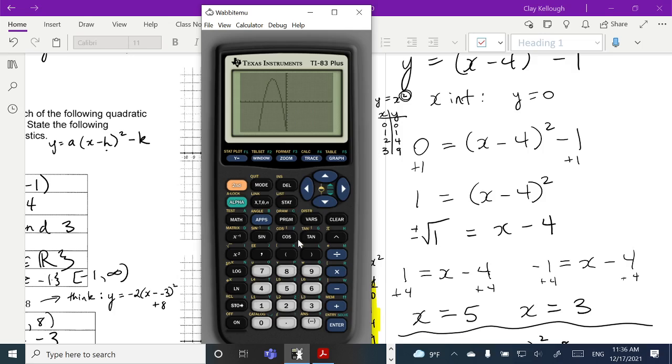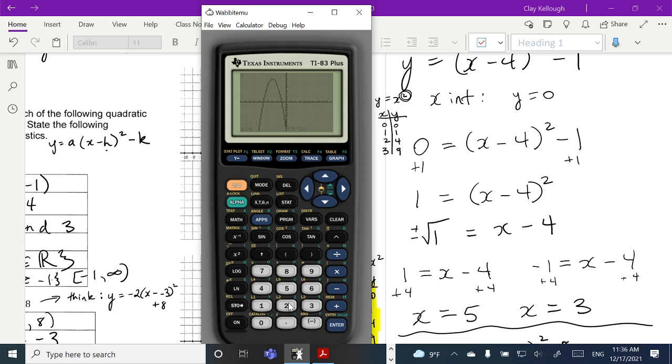Now, how do I find all the points? Remember, we've seen this before. Go to calc, which is second function trace. And if you want the y-intercept, you do number 1 and hit a value when x is 0. And then there's my y-intercept of -10. If I want the x-intercepts, I go calc, and the x-intercepts are called zeros.